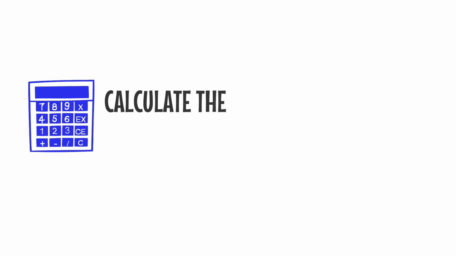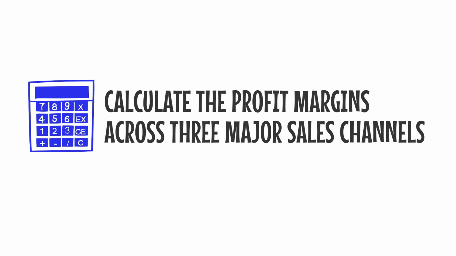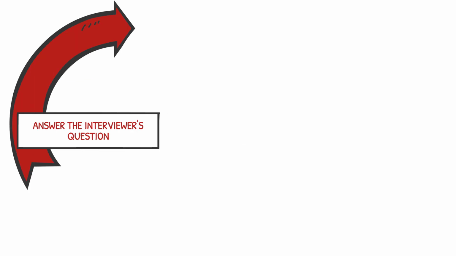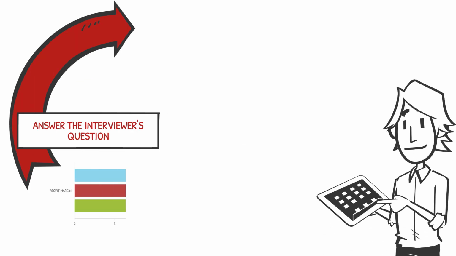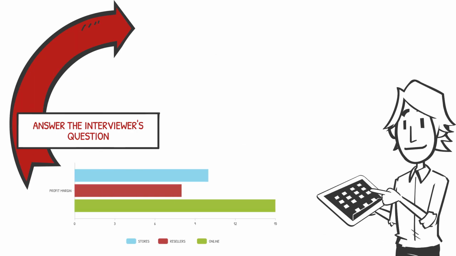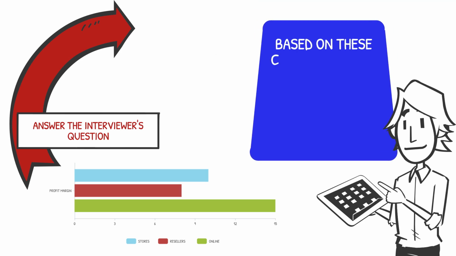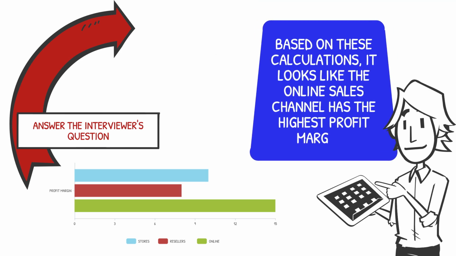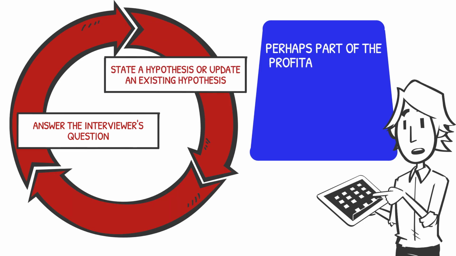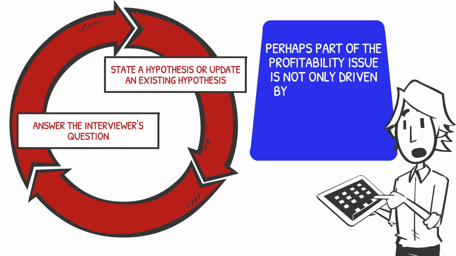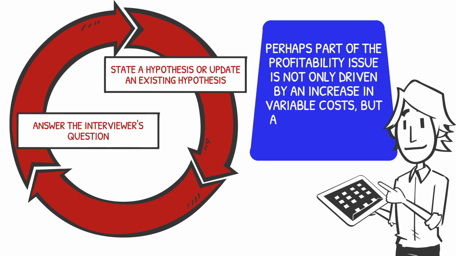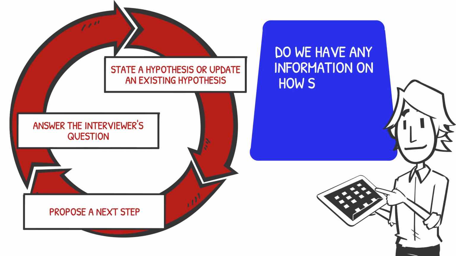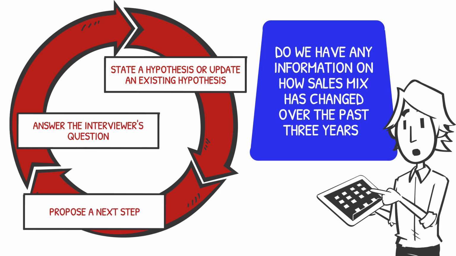When asked to calculate the profit margins across 3 major sales channels, you should first answer the interviewer's question and perform these calculations. Then, you should say something like, "Based on these calculations, it looks like the online sales channel has the highest profit margins. Perhaps, part of the profitability issue is not only driven by an increase in variable costs, but also a decrease in online sales. Do we have any information on how sales mix has changed over the past 3 years?"